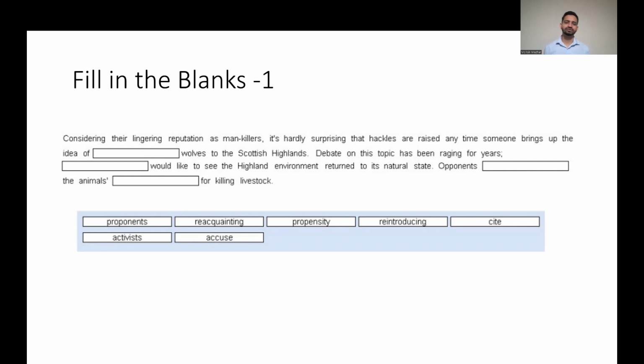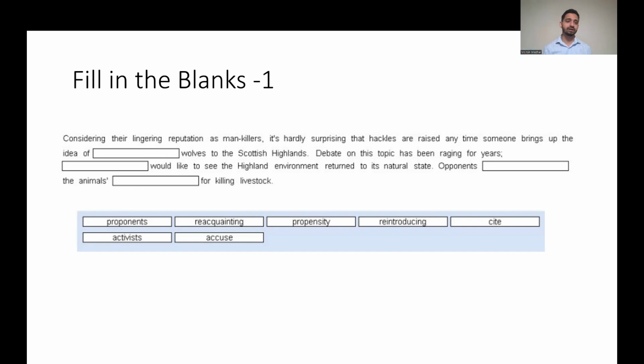So let's look at the options. First I read just to understand, and it's talking about man killers, it's talking about hackles, it's talking about wolves in the Scottish Highlands. That's the topic, right? The debate is on subjects ranging from the highland environment and natural state to killing livestock and stuff like that. So that's the article. It's about wolves, it's about livestock, it's about man killers. It's a history kind of article. So let's start with the first one.